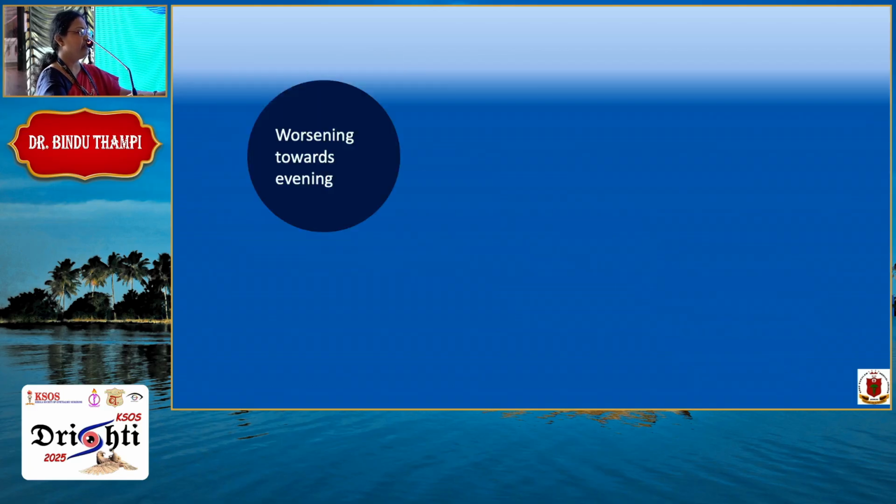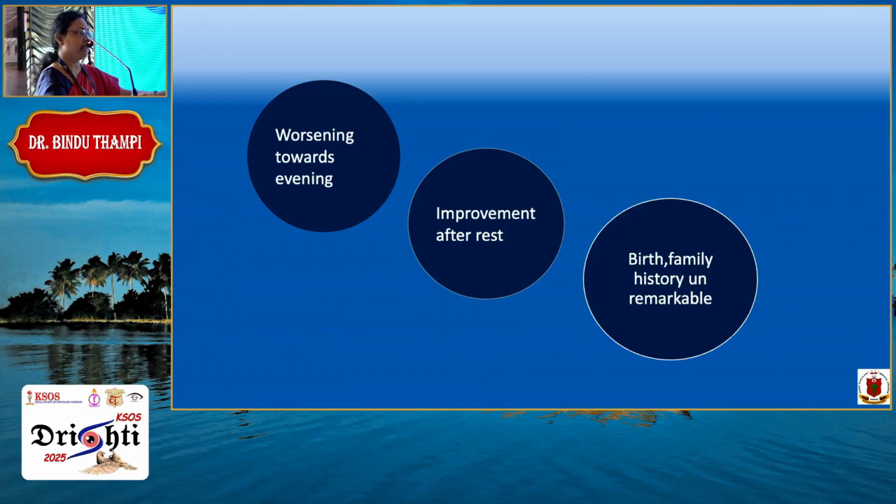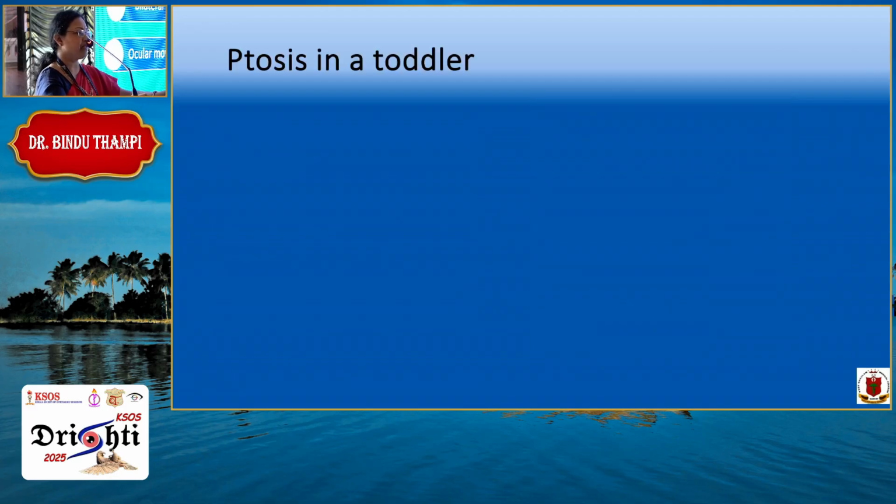On probing further, the parents told us that there was worsening of the ptosis towards evening and improvement after rest. The birth and family history were unremarkable. The child had a chin-elevated posture with bilateral upper lid ptosis. The ocular movements were full.